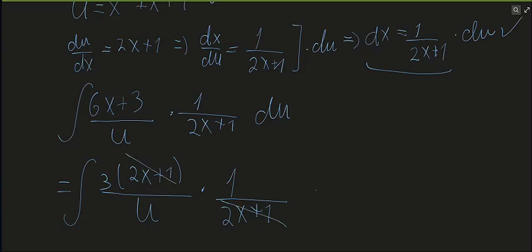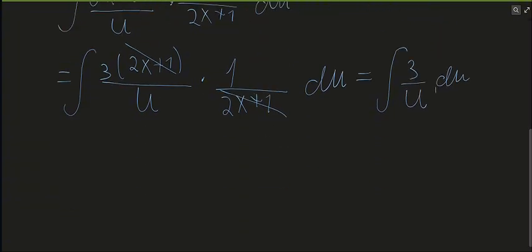Cancel this with this, du, and you've got the ultimate lovely integral. Now, let's actually take out the 3 outside, because it's a constant. 3 times 1 over u du. Now, what's the integral of 1 over u? What's the integral of the reciprocal? That's the one exception to the power rule.